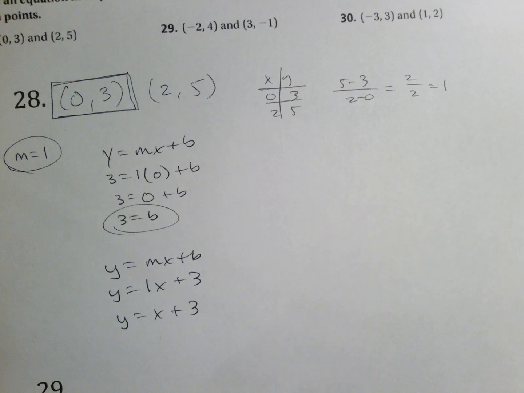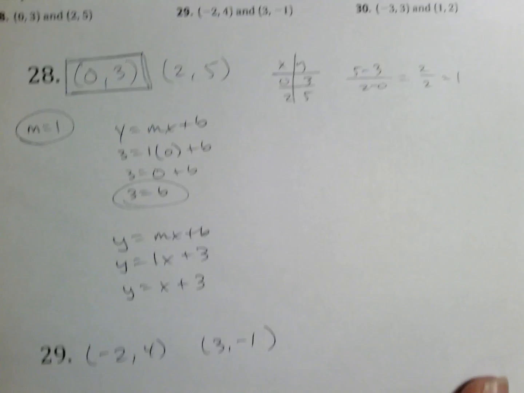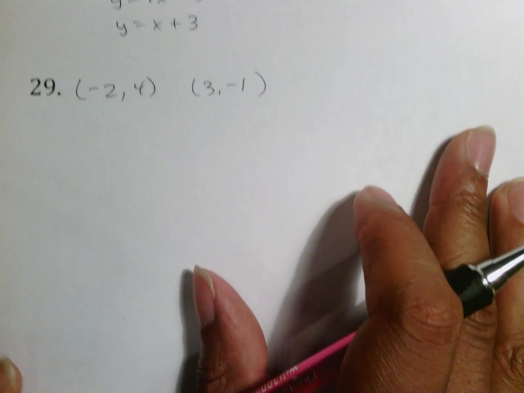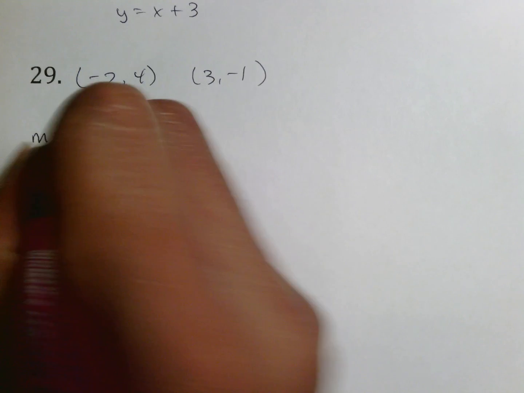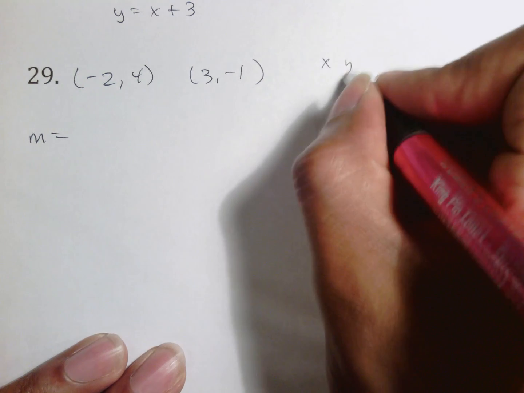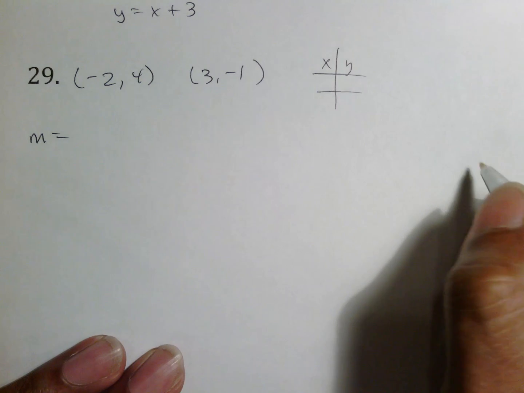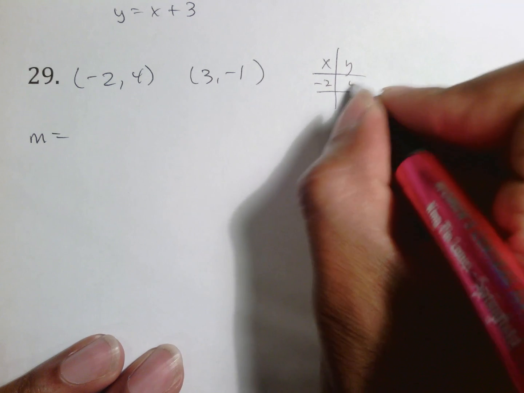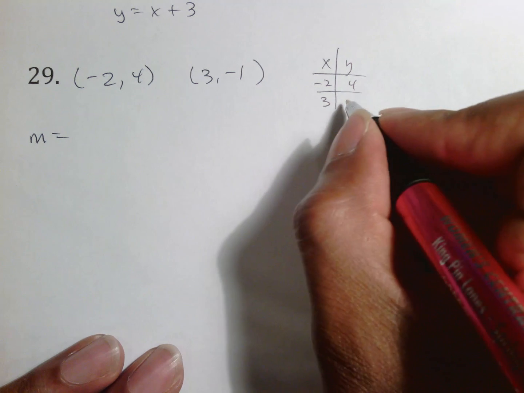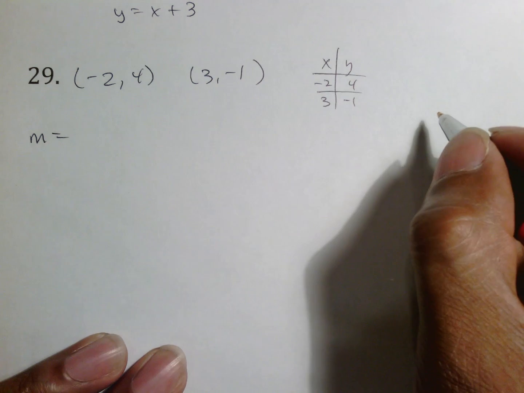29. Same kind of question, except it's got some negatives in it. Negative 2, 4, and 3, negative 1. Again, the first thing we want to do is find m. In order to find m, the first thing I want to do is use my chart to kind of do the same thing I've been used to doing over the last few days. So 2, negative 2, 4, 3, negative 1.